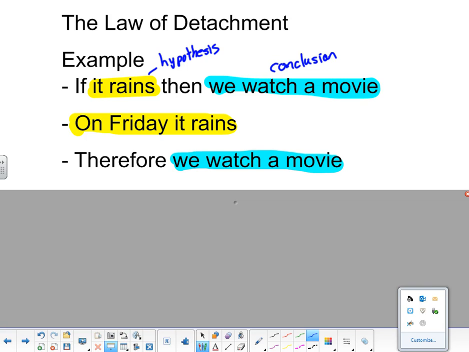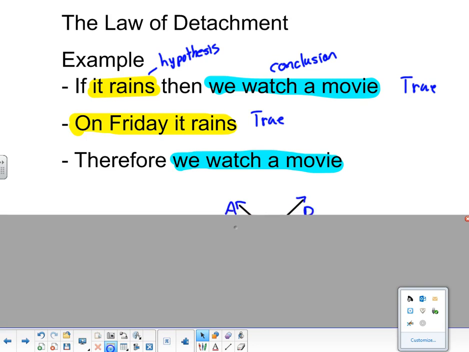So if we know that this is true, and then here's what we know is true: on Friday it rains, so therefore we can make this determination, therefore we watch a movie on Friday. That's called the law of detachment. When you have an if-then and we know a specific example of the hypothesis is true, the conclusion is true. And it makes sense in that case.